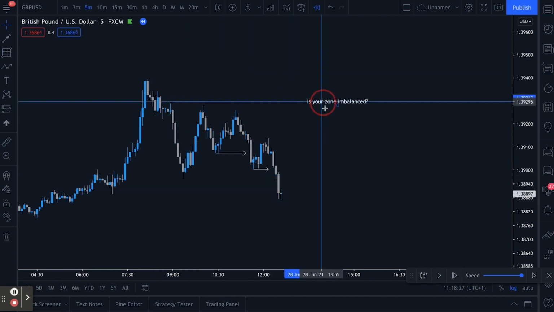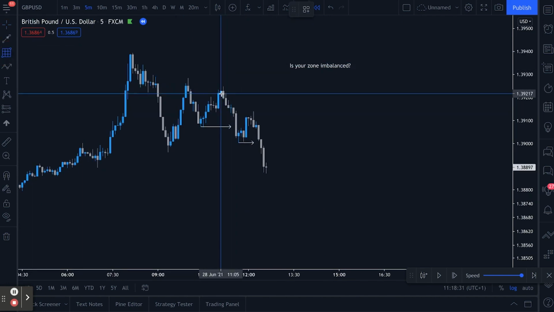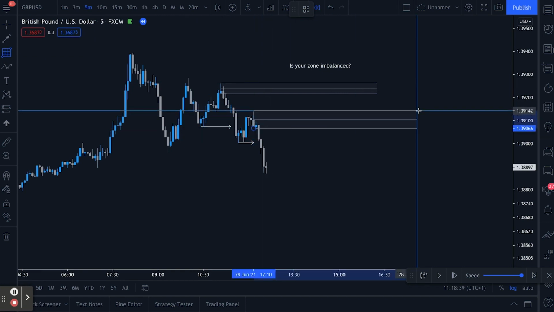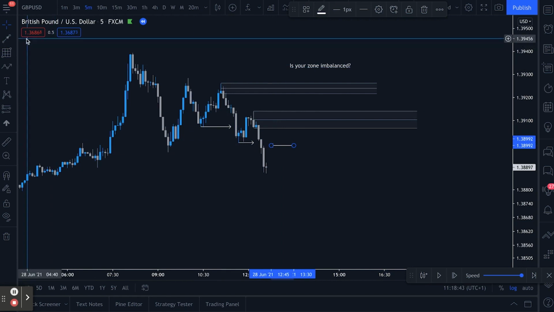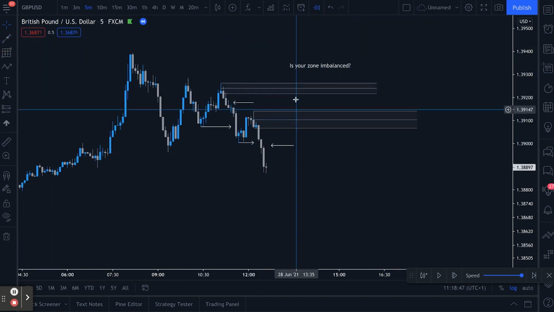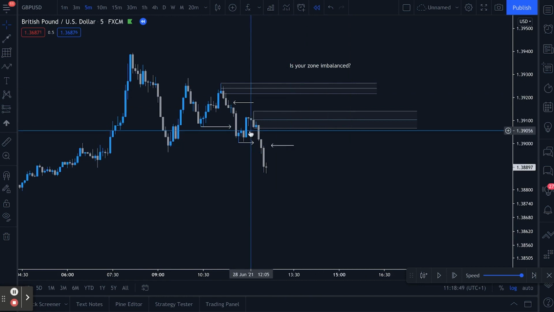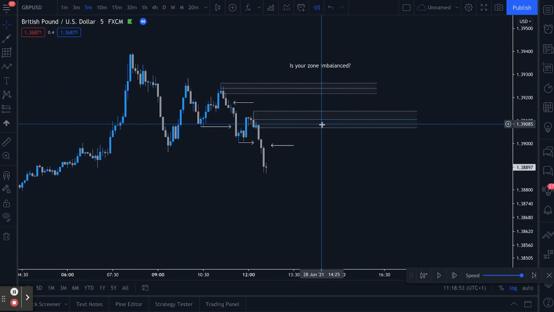Now, the first thing to do is work out, are the zones imbalanced? We obviously have the extreme zone, which started the trend, and we have a secondary zone around this point, both of which are imbalanced. So if we mark out the imbalance, both of these points, we have price areas that have not been filled through. Now, initially, what's that going to tell us? Well, both of them broke structure, so that's a good sign. That means both of them are valid.